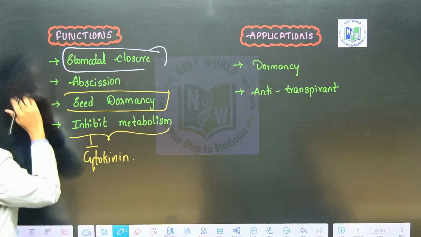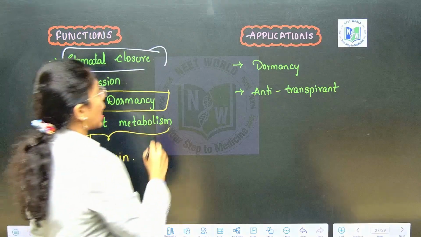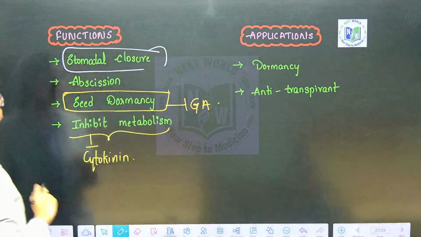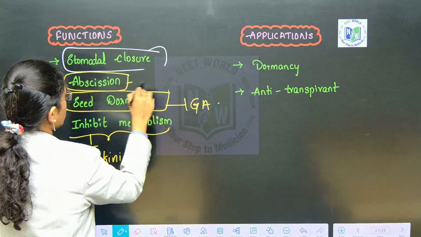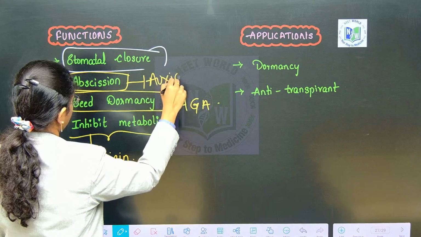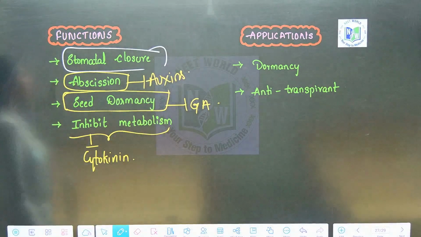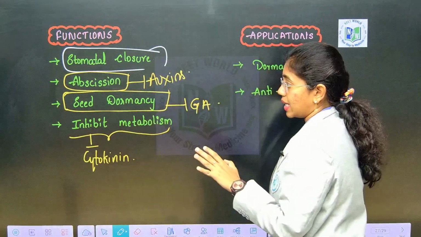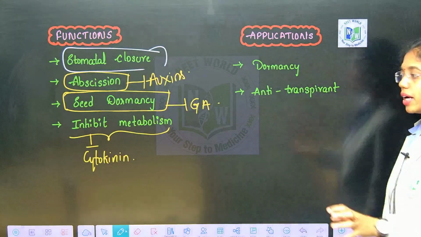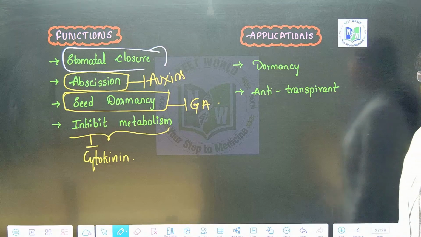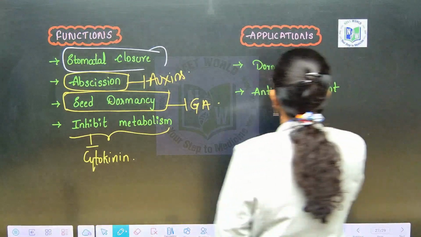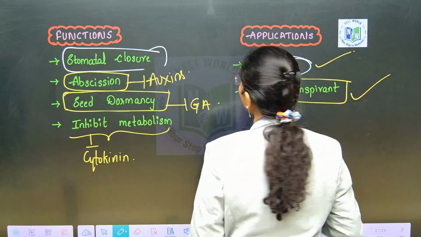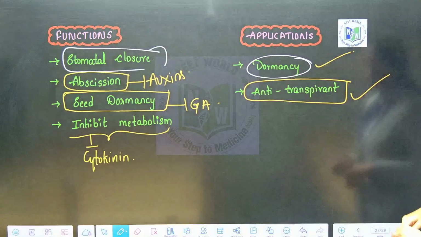And with respect to seed dormancy, abscisic acid is antagonistic to gibberellic acid, and with respect to abscission, it is antagonistic to auxin. Auxins will inhibit the abscission of younger leaves and fruits, whereas abscisic acid will promote the abscission of younger buds, leaves and fruits. Next, applications of abscisic acid: dormancy. Abscisic acid will promote dormancy, and this acts like an anti-transpirant. Clear till here? Any doubts anywhere?